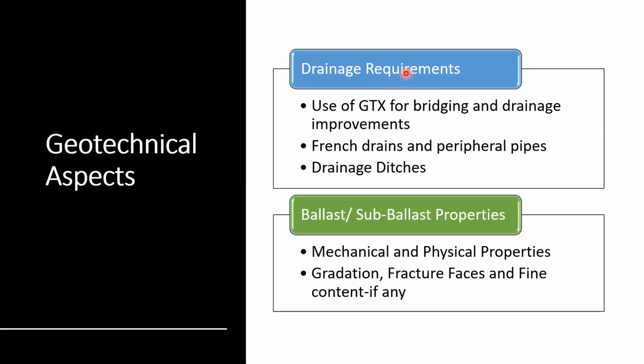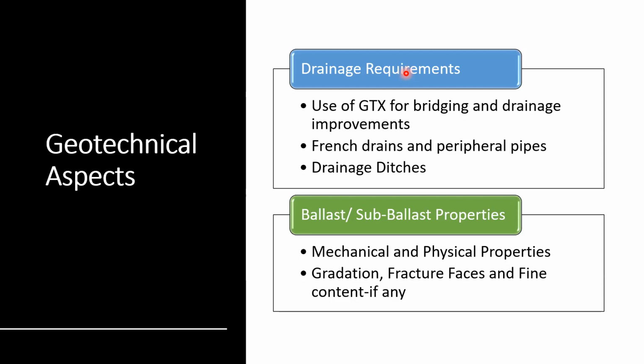Geotextiles is very important to be used for bridging when you have areas of soft pockets along your alignments, and also to improve your drainage requirements. French drains and peripheral pipes often recommended, and you should make sure that they are reflected in the civil drawings.